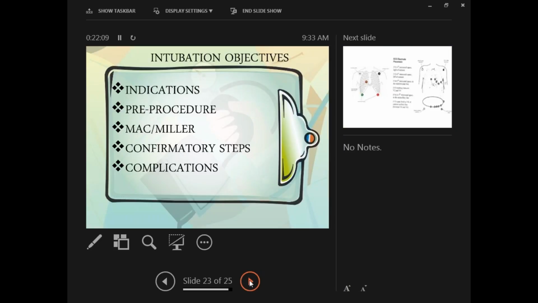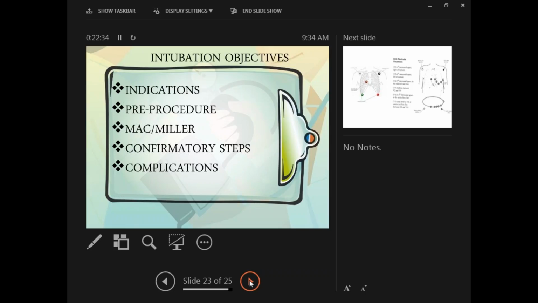So going on to the procedures part, intubation. Again, we'll have the intubation in a separate room. An EMS personnel will go through these objectives: the indications, pre-procedure, the differences between a MAC and a Miller blade, how to confirm it, the intubation, and then complications. So this you will not have to worry about. The EMS personnel will do that.